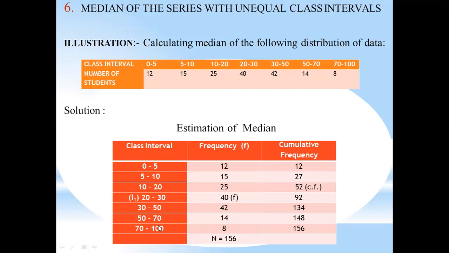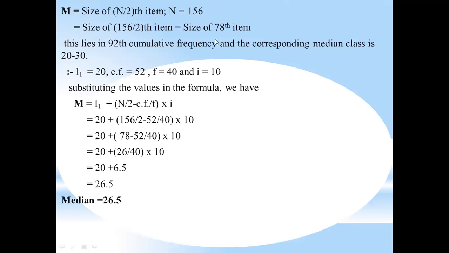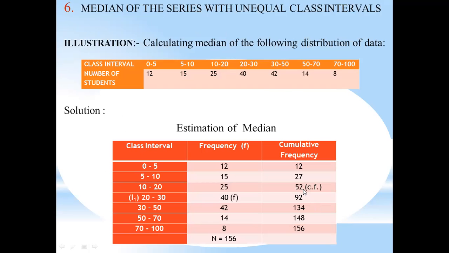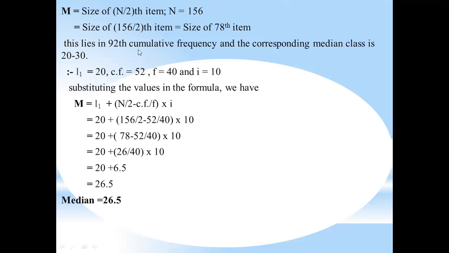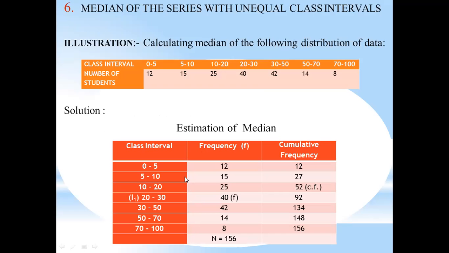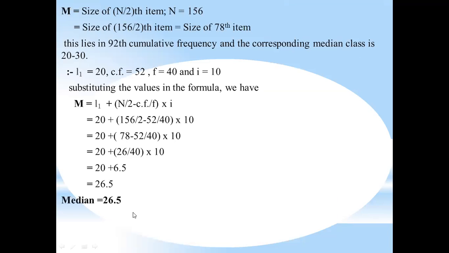0 to 5, 5 to 10, just write the class intervals, write the frequency, and convert that into cumulative frequency. N is 156. So 156 by 2, you're going to get the 78th item. As you can see here, the 78th item will fall in 92. So the corresponding class is 20 to 30. Your frequency is 40 and your cumulative frequency of the preceding class is 52. Once you substitute the values, children, you're going to get 26.5. So 26.5 is your median.